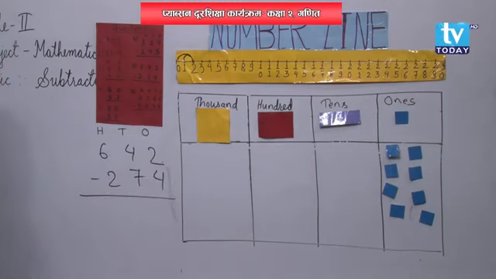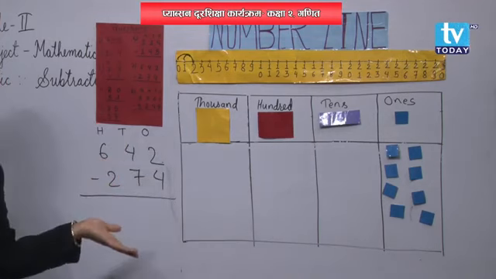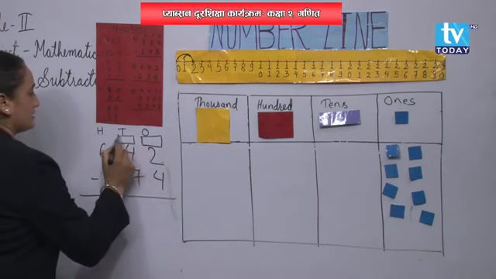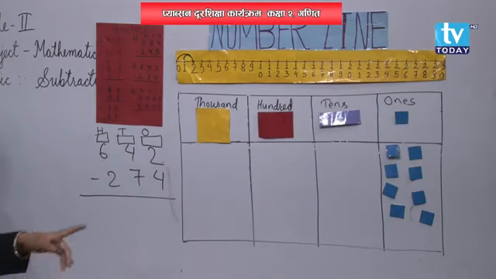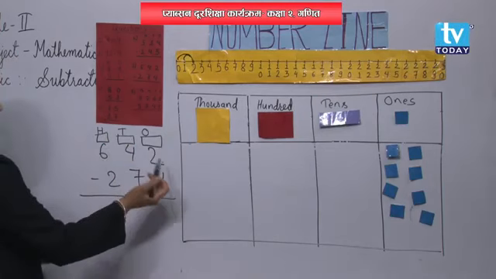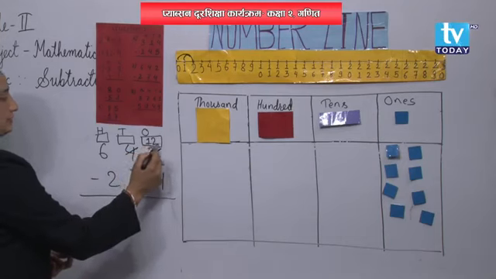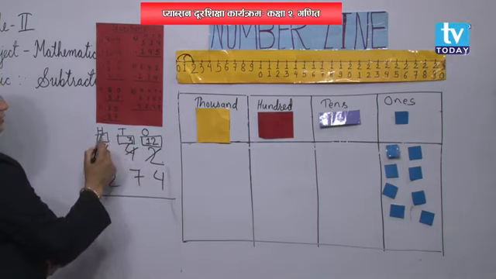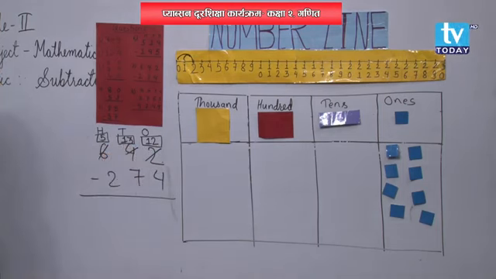642 minus 274. Same like here. Go on doing. Ask for a borrow. Yes, we need to ask for a borrow, right? Ask a borrow from your friends. Okay, 2 is smaller, so I need to ask a borrow from here and it will be 12. Here 3 will be left. If this 6 gives here, it will remain 5 and it will be 13. So, shall we do the same thing? Okay, let's see it on the number line.